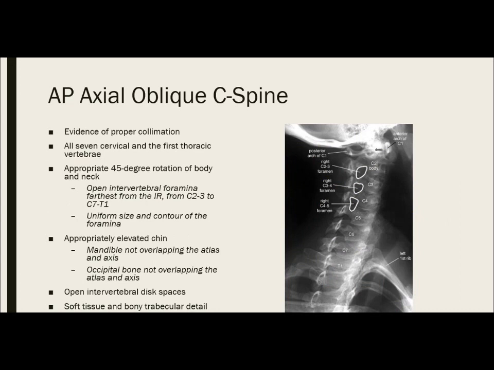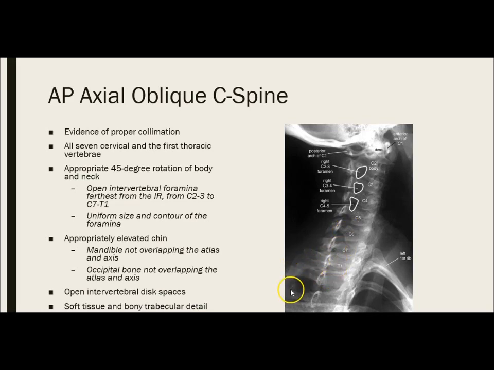Now our image evaluation criteria for these, we want to see again evidence of proper collimation, all 7 cervical and the first thoracic vertebrae. We want to be able to see an appropriate 45-degree rotation of the body and the neck. And the way that we know that we will have that is if we see open intervertebral foramina furthest from the IR, from C2 to C3 and then C7 to T1.